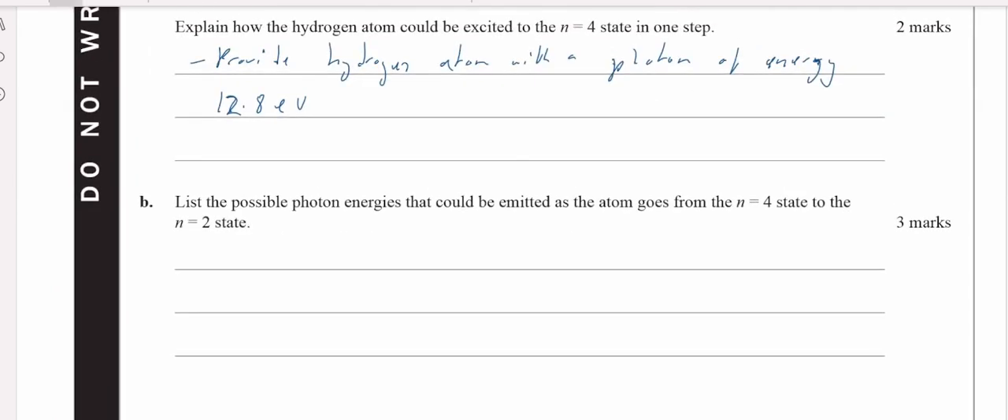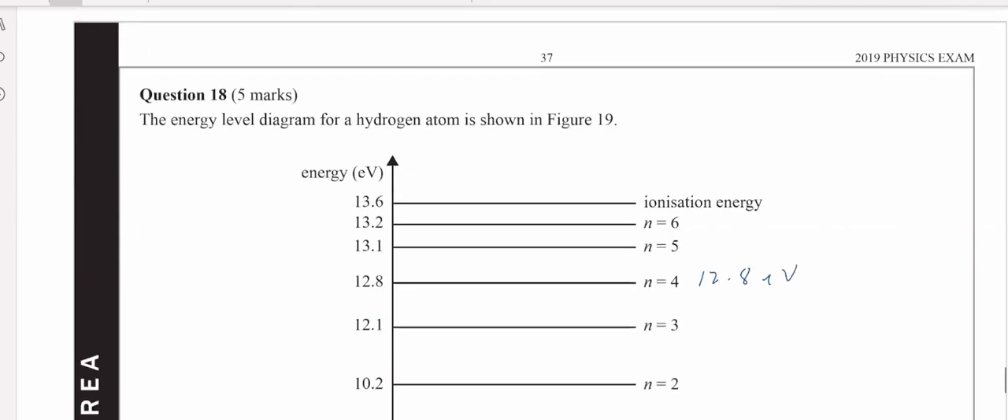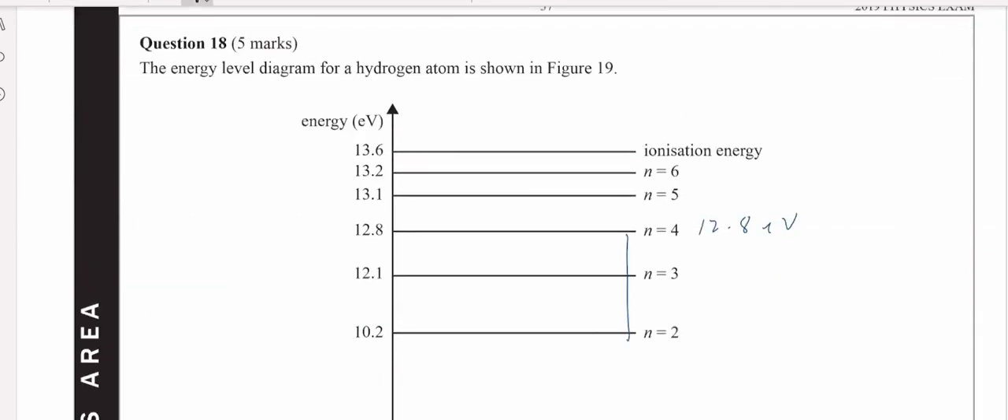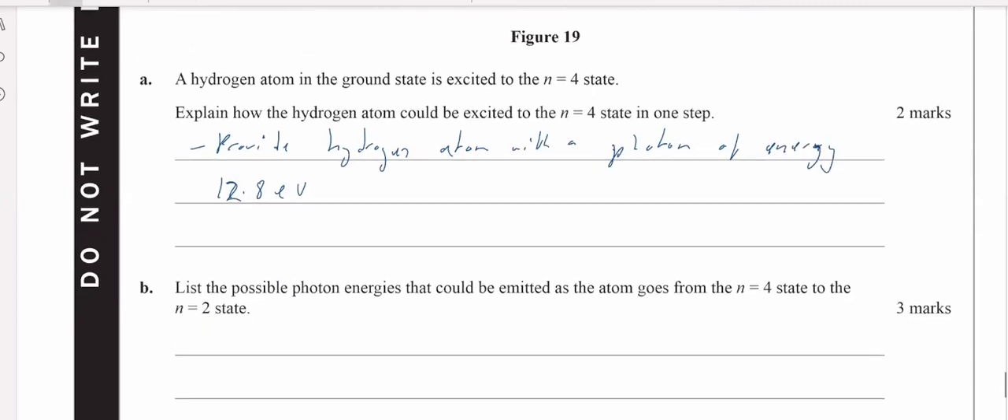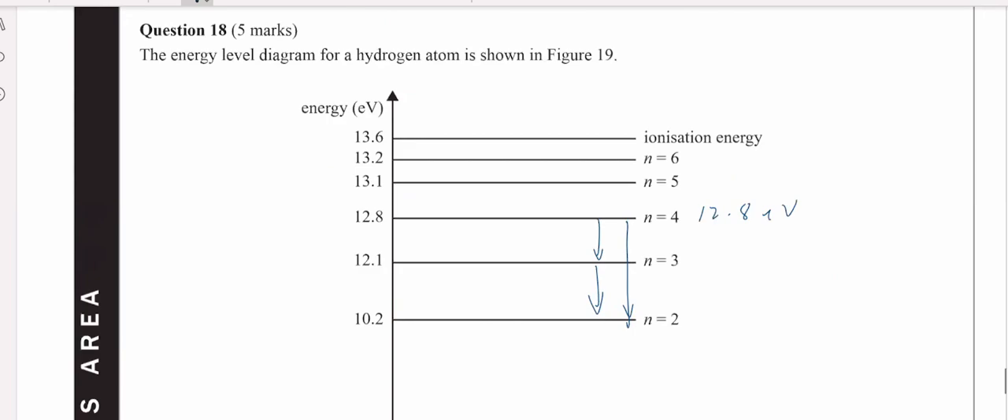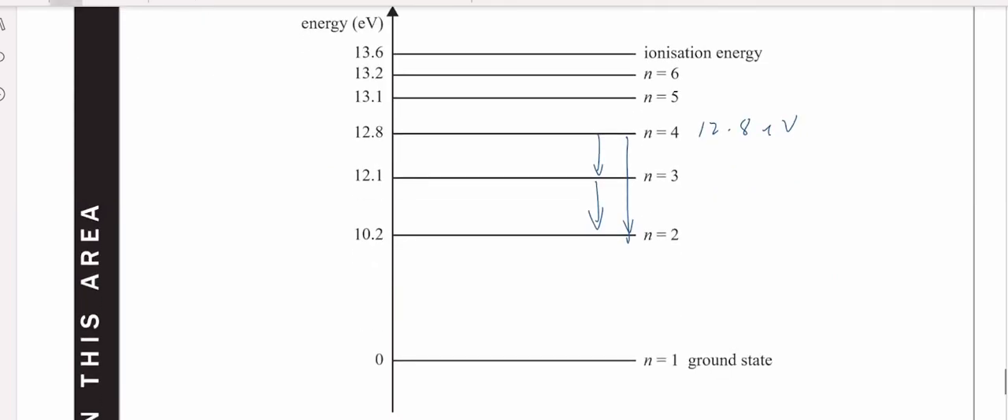It's the possible photon energies that could be emitted as the atom goes from n equals 4 to n equals 2. So 3 possibilities. We have 2.6 electron volts, 0.7 electron volts, and 1.9 electron volts. Yeah, 0.7, 1.9, 2.6.